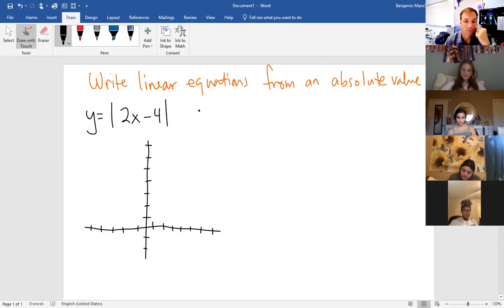So 2x minus 4. One thing that we did in that video was we first found the x-intercept. To find the x-intercept, you plug in y equals 0. So 0 is the absolute value of 2x minus 4. Okay, so 0 is 2x minus 4. So 2x equals 4. So this has an x-intercept of positive 2.